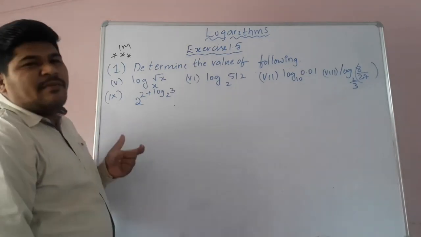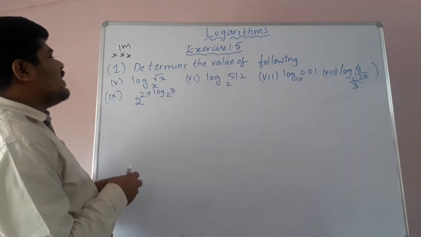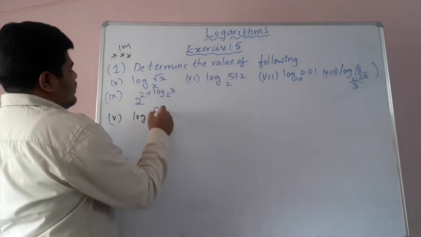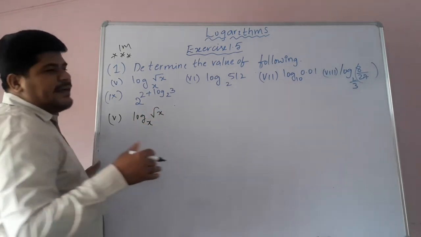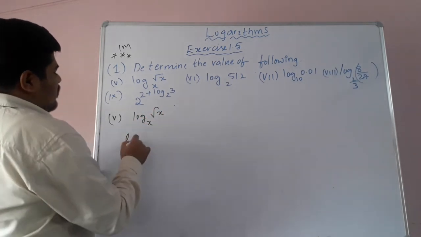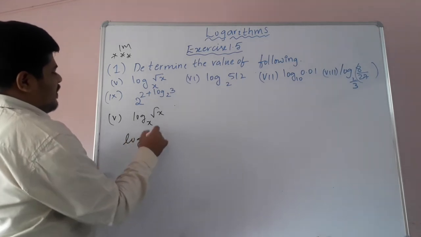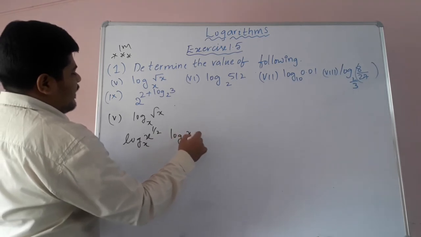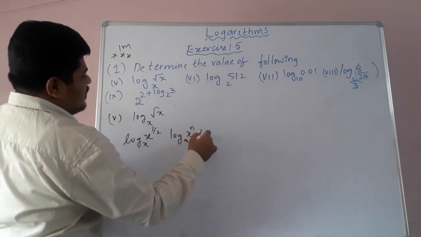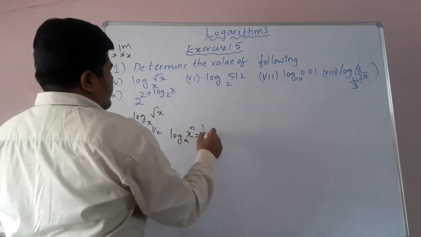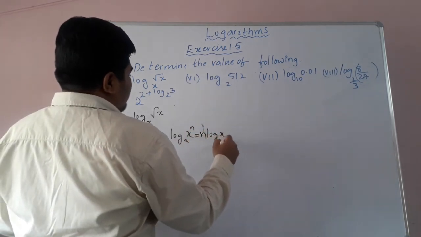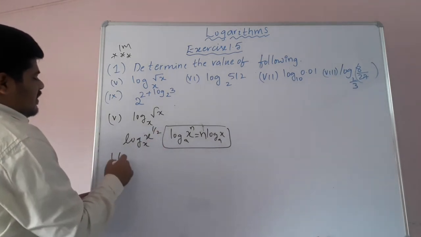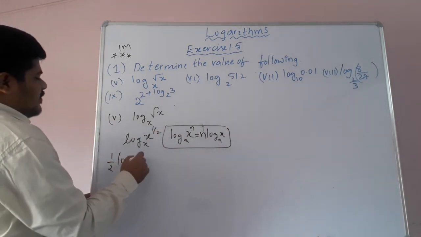Now let's see problem number 5 in the first bit. Log root x base x. So children, root x can be written as x power half. So log x power half base x. Here you can use the formula log x power n base a is equal to n log x base a. So half will come, friends. So that is equal to half log x base x.